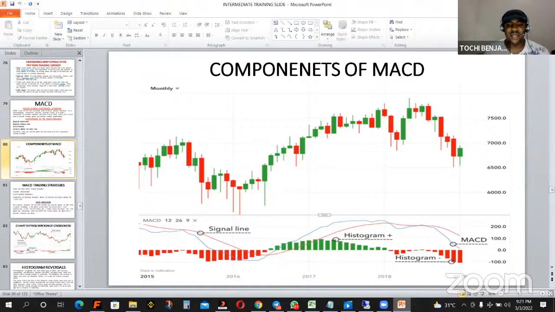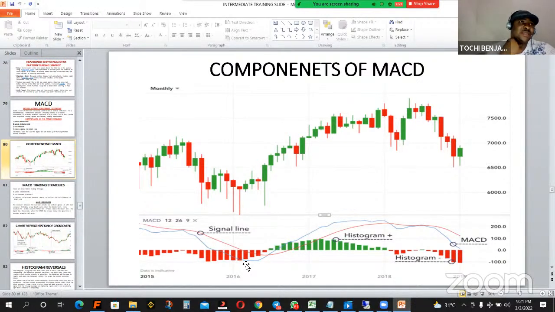Now, if you look at MACD on a pure chart, the red one is called the signal line, while the blue one is called the main MACD line. If you look at the histogram, you have the green and the red. The green and the red are called the histogram.